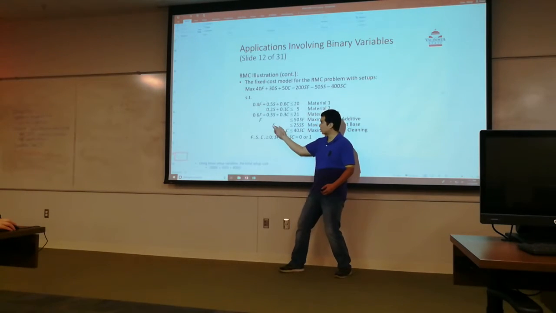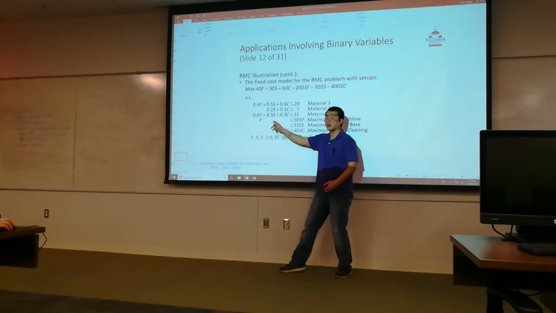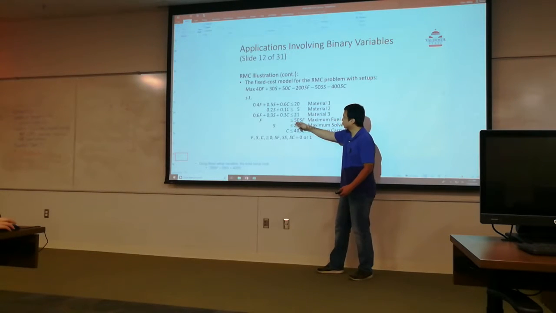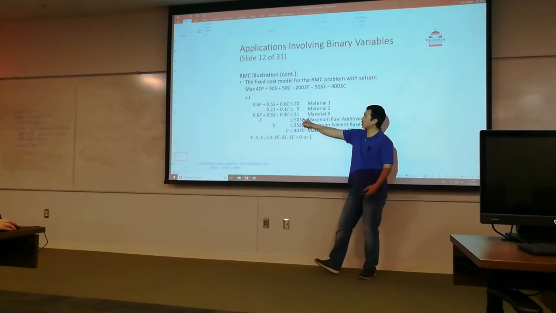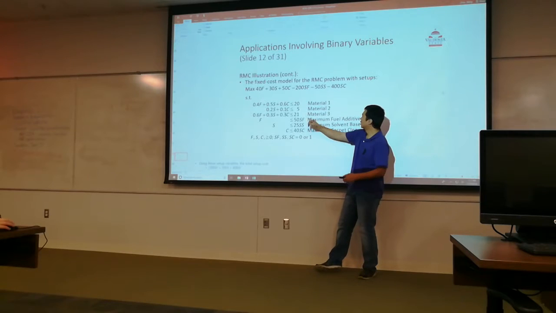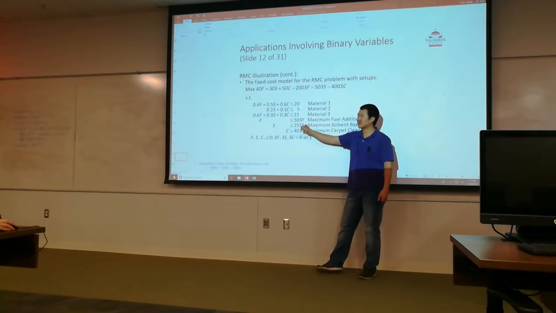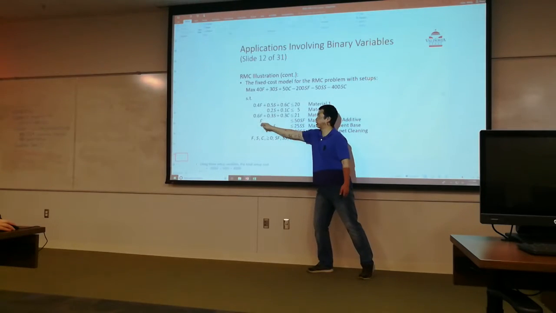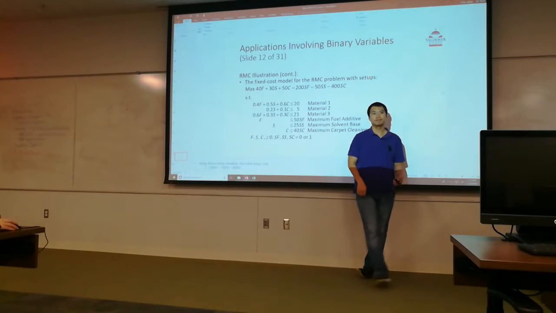This constraint makes sure that the amount, or the tons, of fuel additive to be produced has to be less than or equal to your capacity. So if you want to produce the additive, this variable, S_F, has to be 1. If you consider it 1, you can ignore this one. That means the tons to be produced has to be less than or equal to 50.